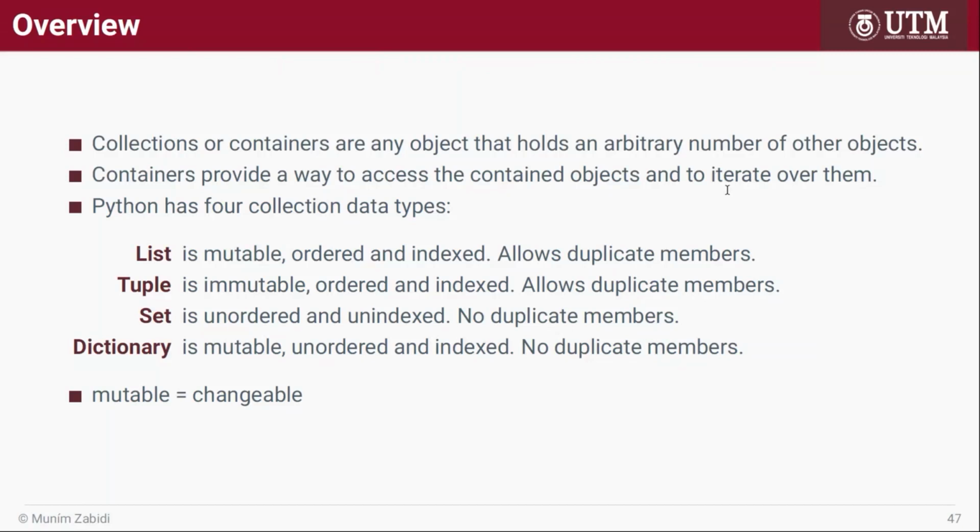Depending on the collection type, the methods are slightly different. The first one is called a list, and then we have tuple, set, and dictionary. In computer science, the term mutable means changeable. So when a list is mutable, that means you can change the values inside the container. For example, inside this container, I have two numbers, 1 and 2. I can change 1 and 2 to become 3 and 4, or whatever value that we want.